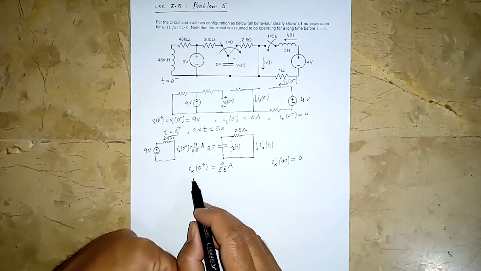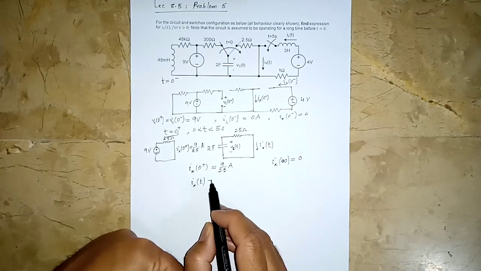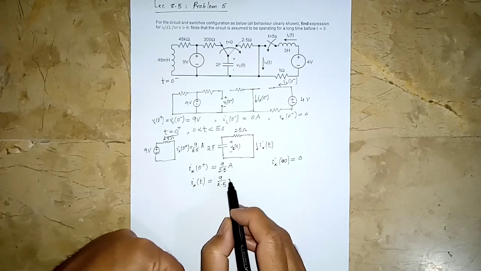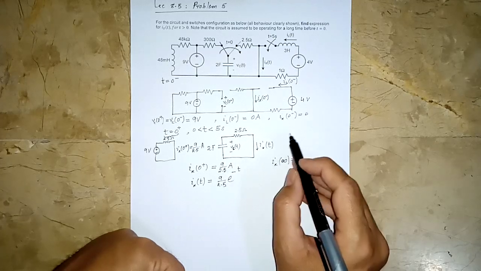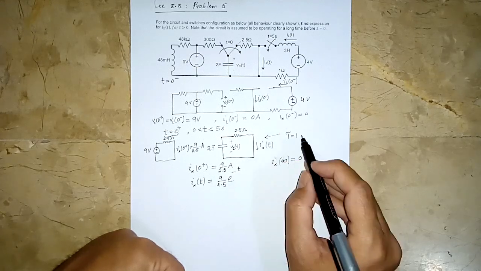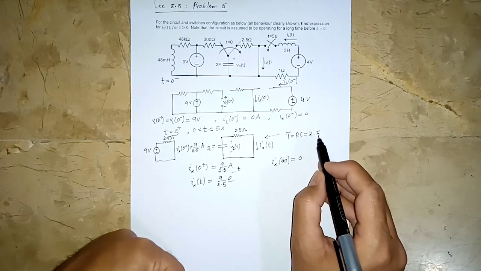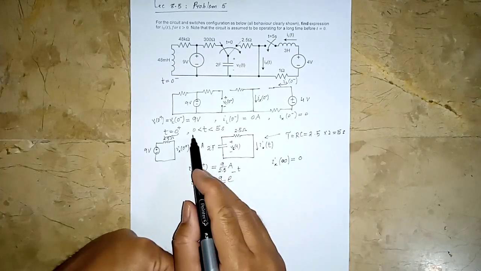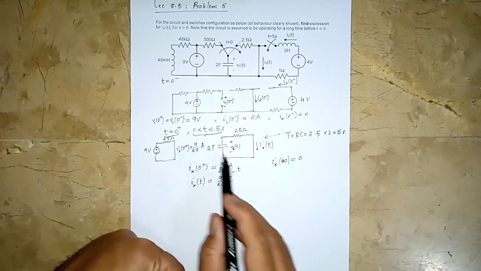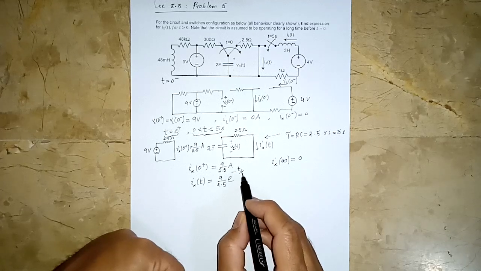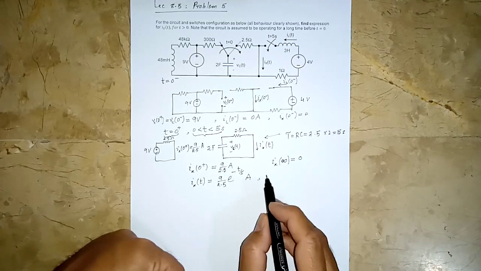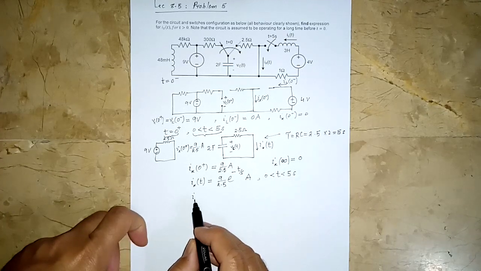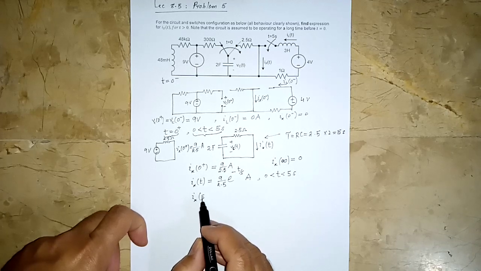So based on the general solution, Ix(t) would be 9 over 2.5 e raised to the power minus t over tau, and tau for this case would be RC, which is 2.5 into 2, which is 5 seconds. So this interval is just 1 tau, so it does not go to steady state. This is Ix(t) for this period. It is very important.